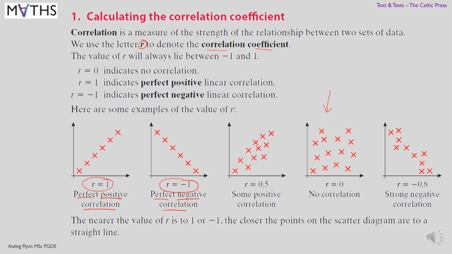Now here we see a wide oval shape spread, and this is an example of a graph with R equals 0.5. So there's some positive correlation there, but it's not strong. We saw R equals 0, no correlation, and here's one that is quite narrowly spread out. This has R equals -0.8, and 0.8 would show strong, in this case negative, correlation. So the nearer the value of R is to 1 or -1, the closer the points on the scatter diagram are to a straight line.